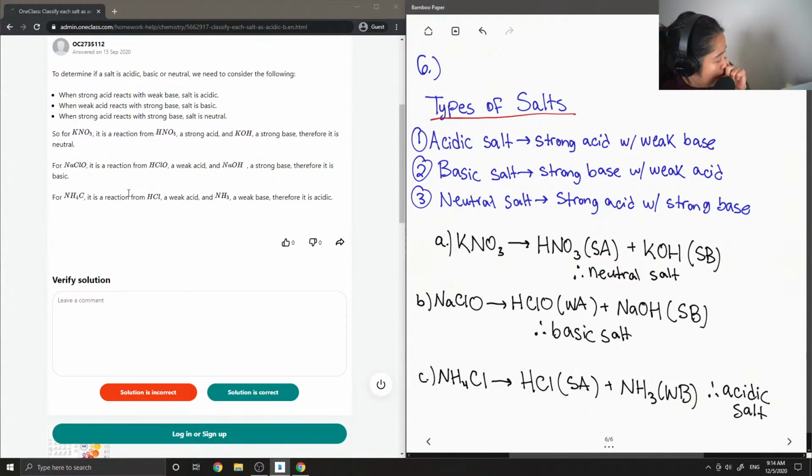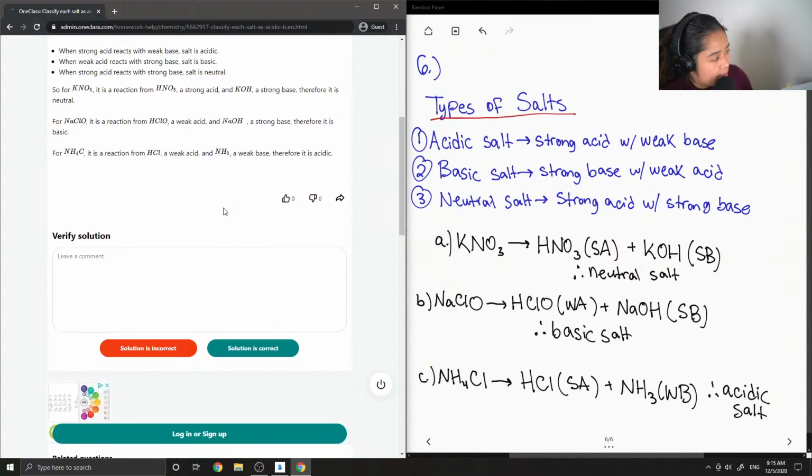Yep. And then for the sodium hypochlorite, it is a reaction from hypochlorous acid, a weak acid, and sodium hydroxide, a strong base. Therefore, it is basic. For the ammonium chloride, it is a reaction from HCl, a weak acid. Well, I think they mean a strong acid. And NH3, a weak base. Therefore, it is acidic. Yep, so this solution is correct.